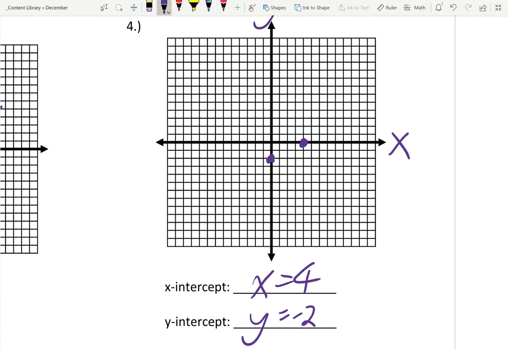So I plot those 2 points and then just try to sketch a line through those points the best you can, and you are done. Okay, so pretty simple. It tells you exactly what to do. Put a point at 4 on the x-axis, put a point at -2 on the y-axis, and then just connect the dots. Okay, but draw a line through them. Don't just connect them. Don't just do like this. Okay, draw a line through the points.